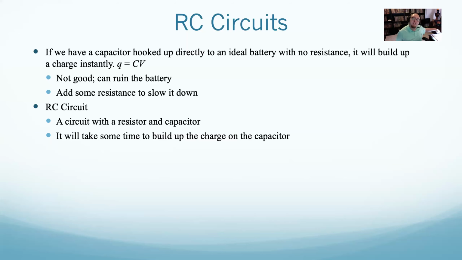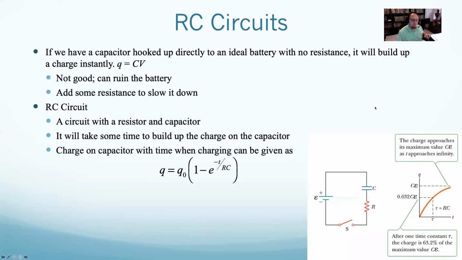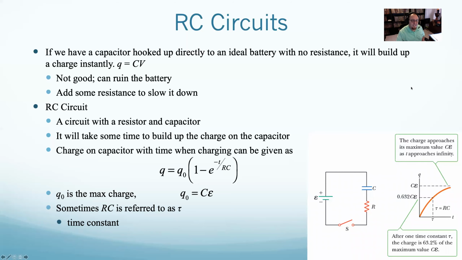Now, this is called an RC circuit because it has a resistor and a capacitor, RC. And what you'll find is that if you have an uncharged capacitor, the charge as a function of time goes as this equation: Q equals Q naught, parentheses 1 minus e to the negative t over RC. In this equation, Q naught is the max charge, where the max charge will be the capacitance times the EMF of the battery. RC will sometimes use the symbol tau. It's called the time constant because it relates how fast it goes. So you sometimes see a tau there, you sometimes see an RC there.